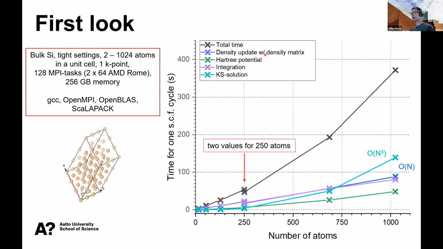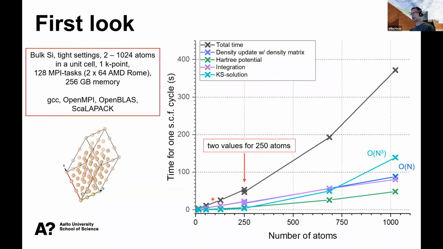Then we have the density update. Because this is a periodic system, we'll be using a density matrix because it's the only feasible option there. We have the Hartree potential solver, and then we have the integration that we will look into in more detail in a while. As you see, all those operations, the grid-based density update and the grid-based integration, have much more favorable scaling than the Kohn-Sham solution.